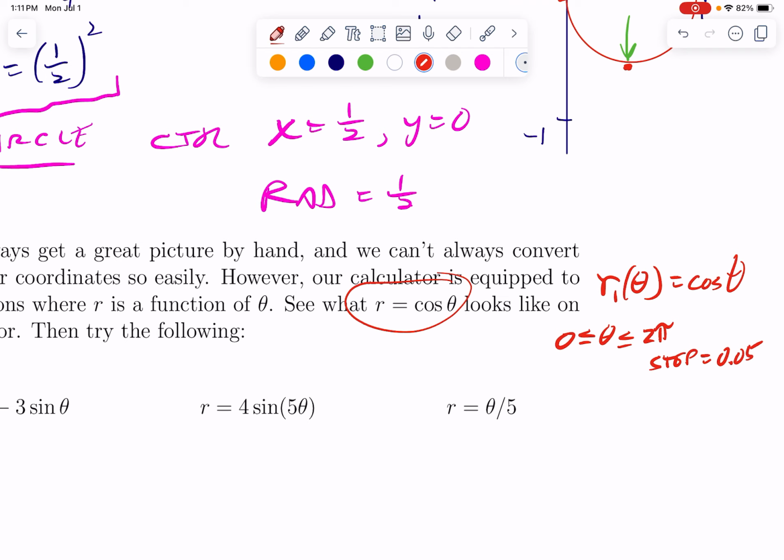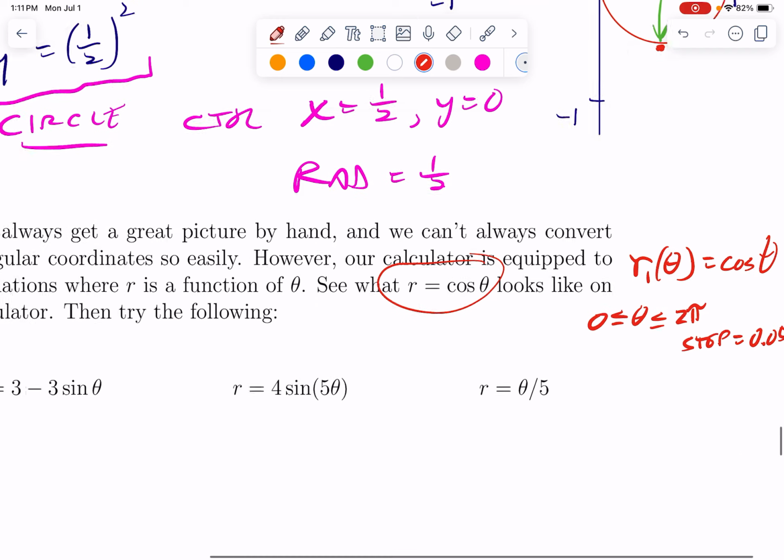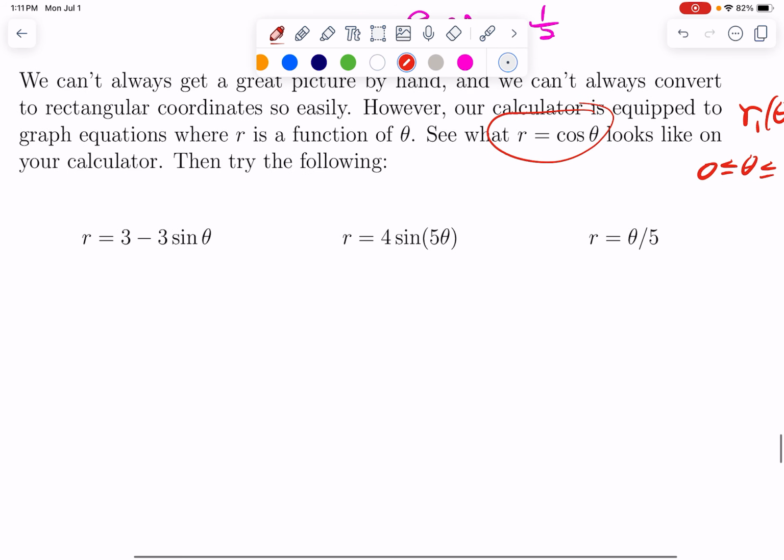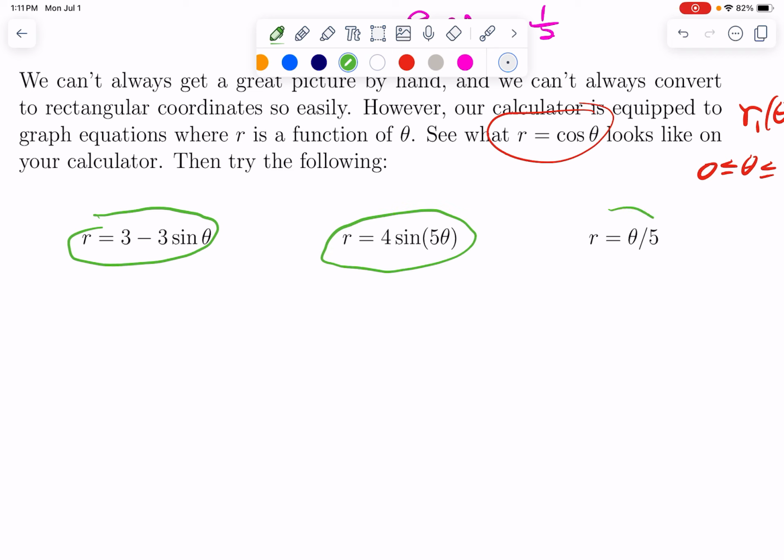When you graph functions, it just does this automatically. When you graph in polar, it's a little bit picky, right? And it drew the circle for us. Now, just to practice, graph these others on your calculator. I'm not expecting you to know what these ought to look like, but one at a time, graph them on your calculator.